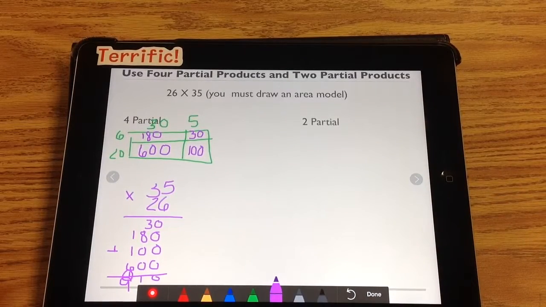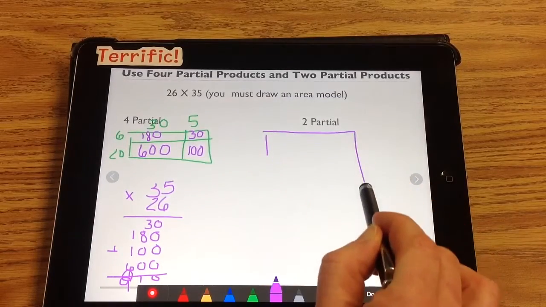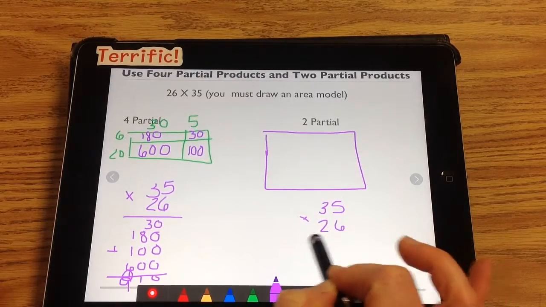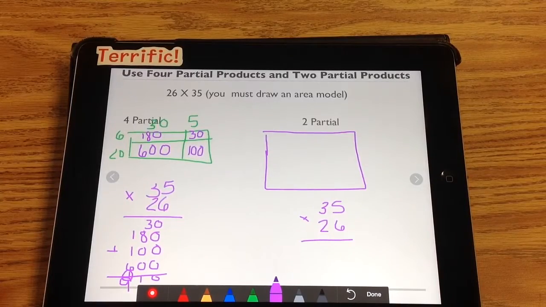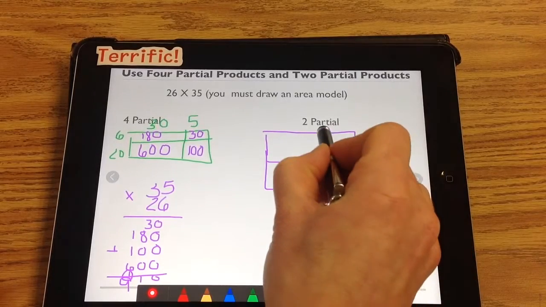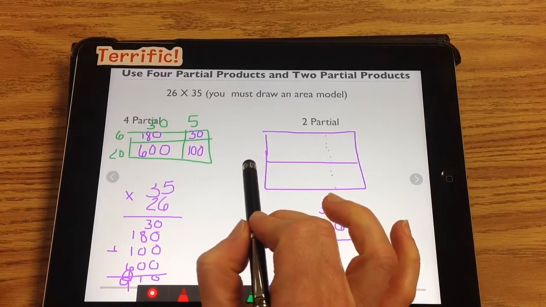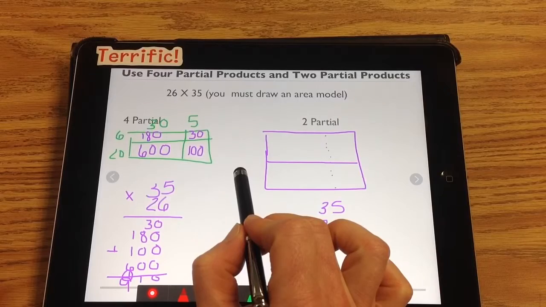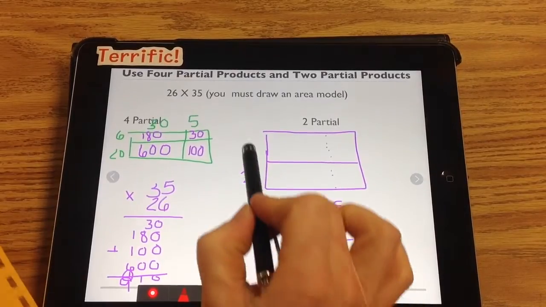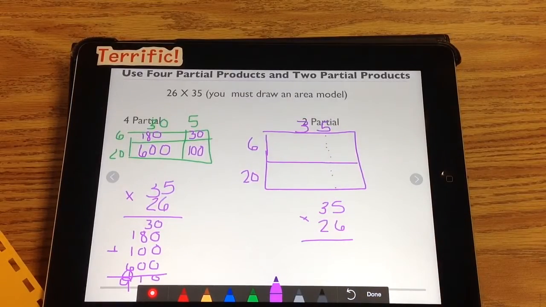Now we're going to try 2 partial products. And the way we're going to do this is we're going to break down our problem similarly, except we're just going to be looking at two partials. So we're only going to have it broken into two groups. I'm going to put a dotted line here, because this is what it was before. So this is going to look like 20 and 6 will still be broken up, but our 35 is going to go straight across the top.